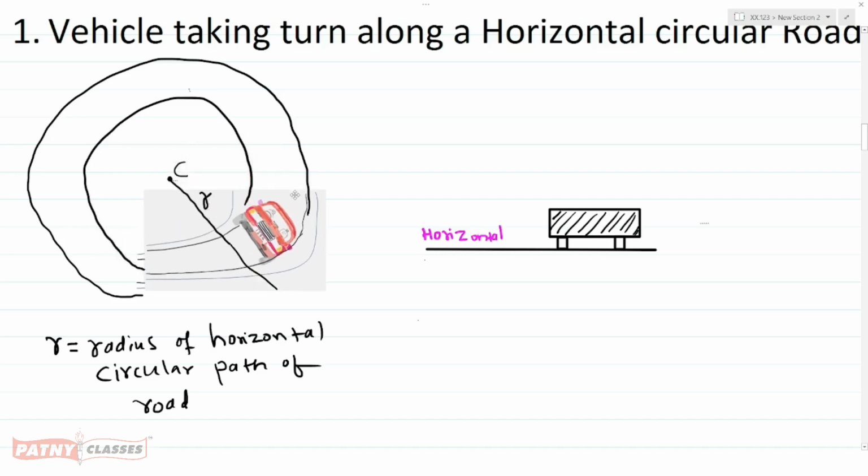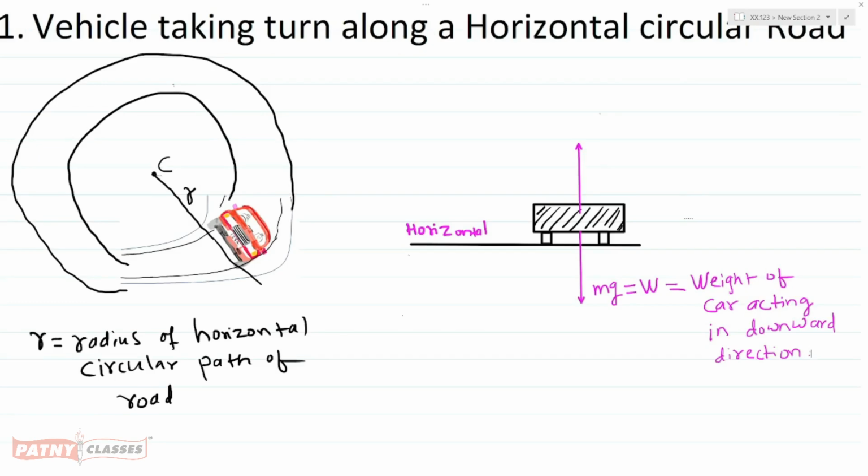So the car would skid off, but there is a force of friction. This force of friction prevents the car from skidding off and maintains its circular motion. The moment the centripetal force is more than the static friction, the car will move away from the circular path. This is nothing but the skidding of the car. The weight of the car, W equals mg, acts in the downward direction, and the normal reaction acts in the upward direction.